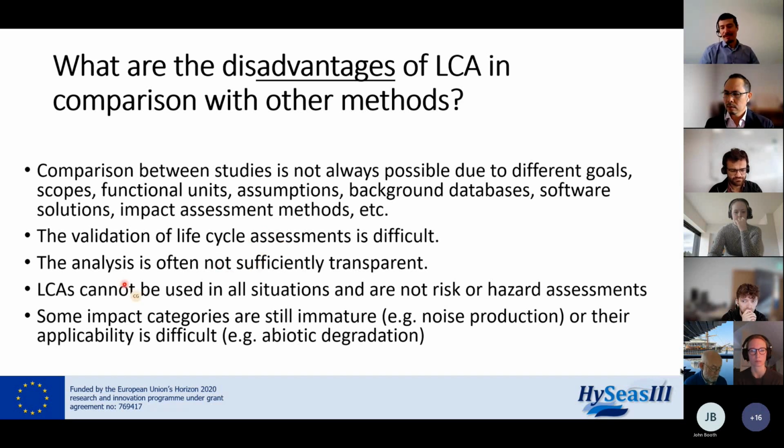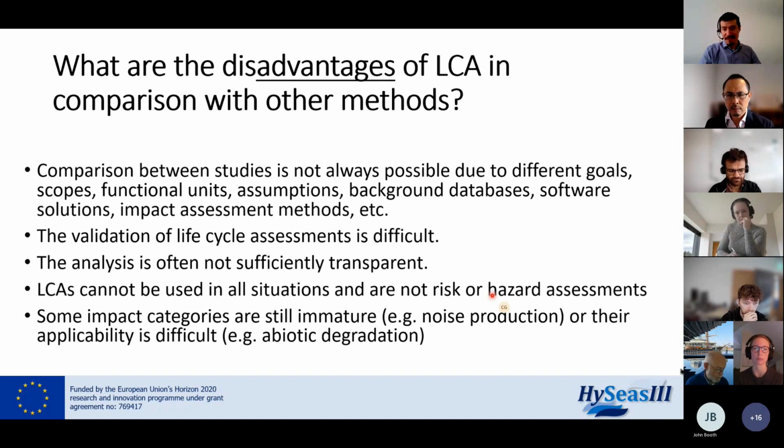LCAs cannot be used in all situations, and this is something I should clearly state. LCAs are not risk or hazard assessments, so I can't assess what's the impact of one ammonia tank breaking in the middle of the seas. That's not the purpose of LCA. It's more to have a general overview of the environmental potential impacts. But for this situation, as the one I mentioned before, there are risk assessments or hazard assessments.